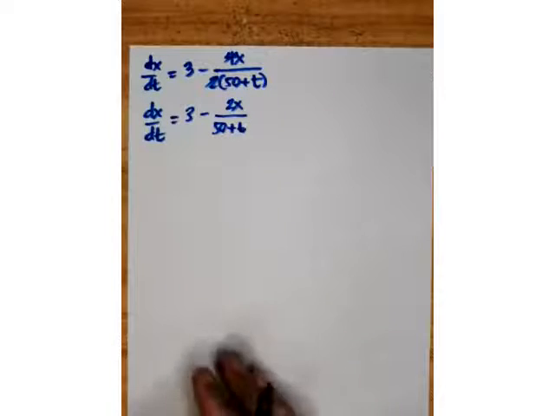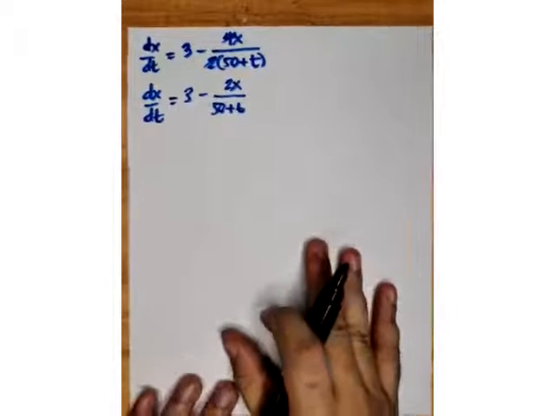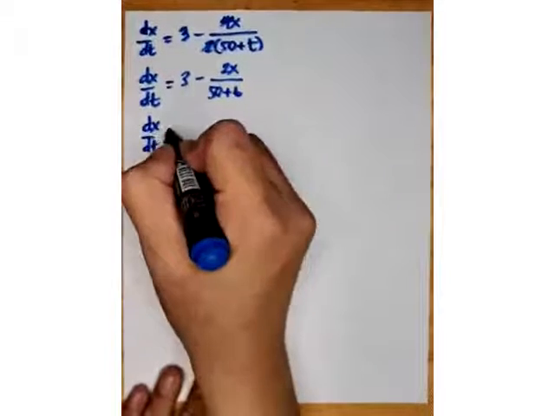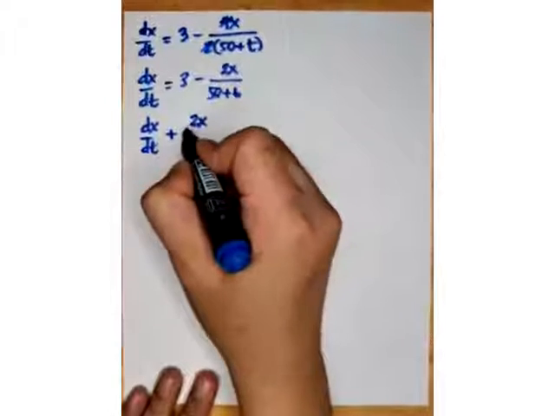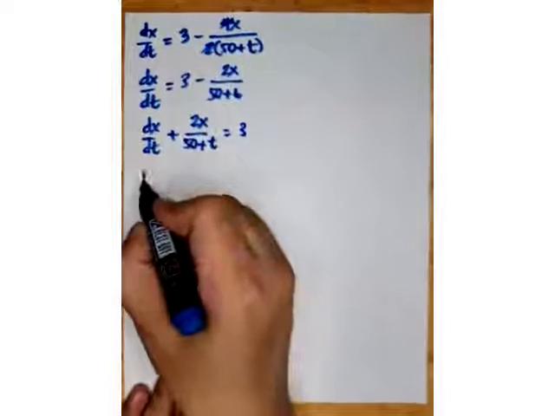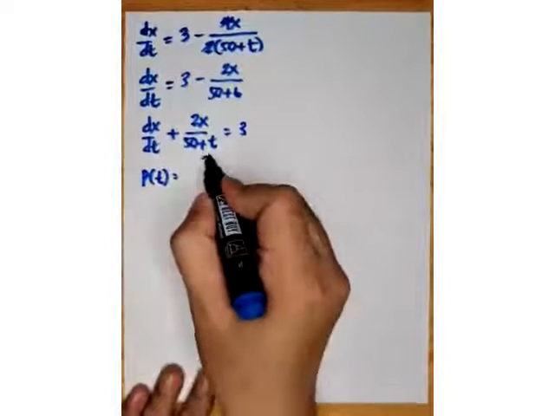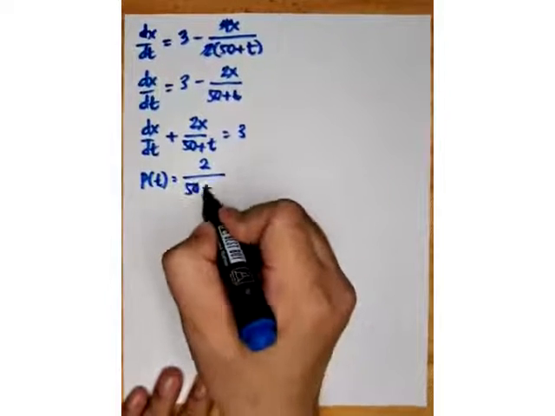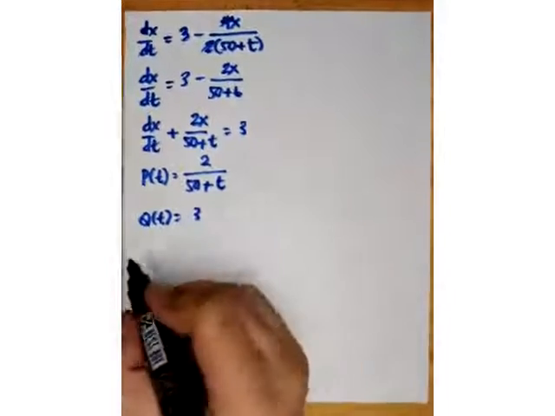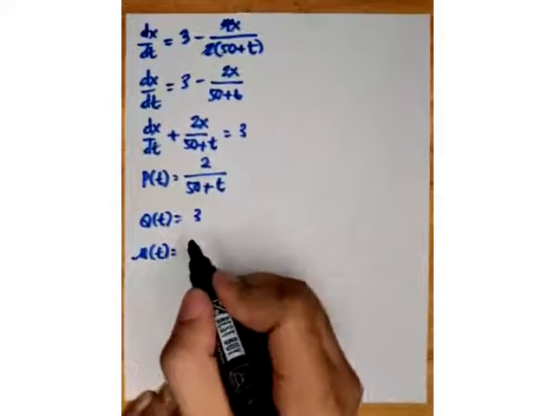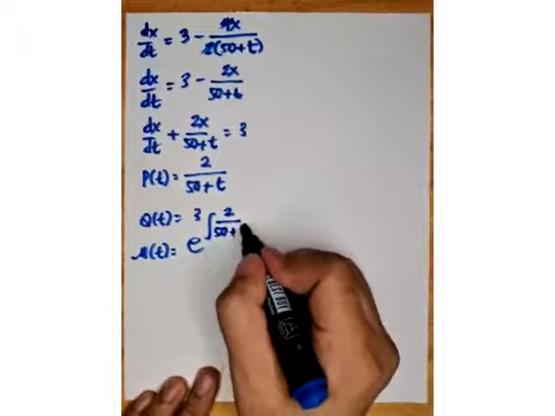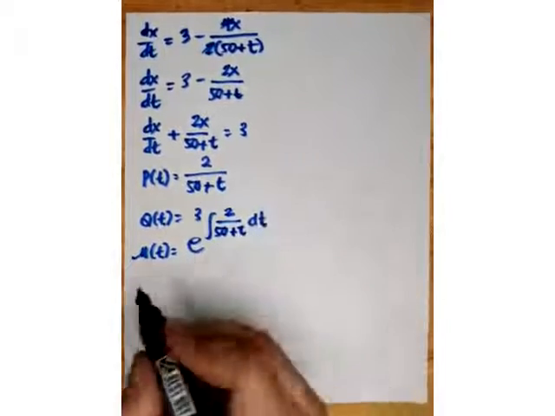Ayan. So, nandito na tayo sa differential equation. So, this one is another linear equation. So, dx over dt plus 2x over 50 plus t is equal to 3. So, yung p of t natin ay 2 over 50 plus t, and then yung q of t is 3. So, the integrating factor is equal to e raised to the integral of 2 over 50 plus t dt.